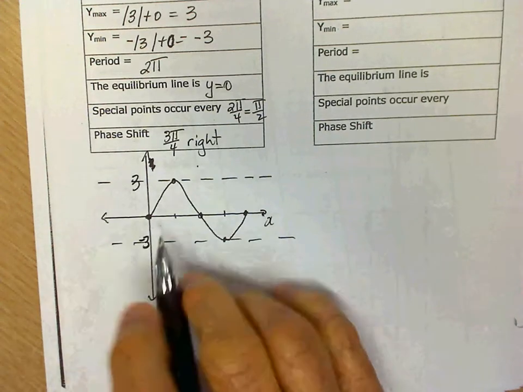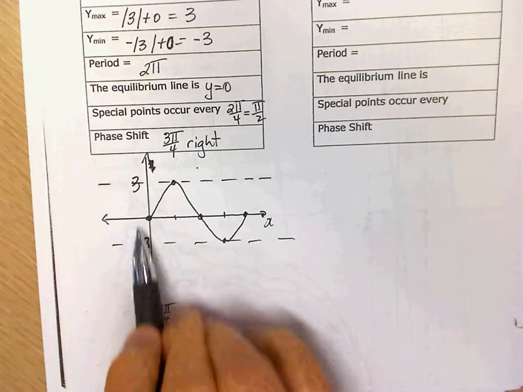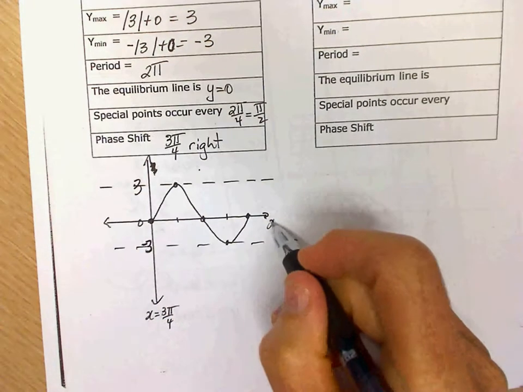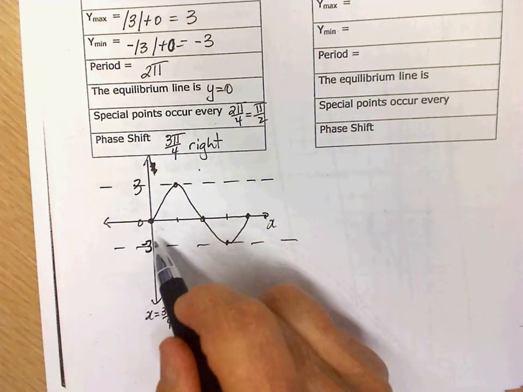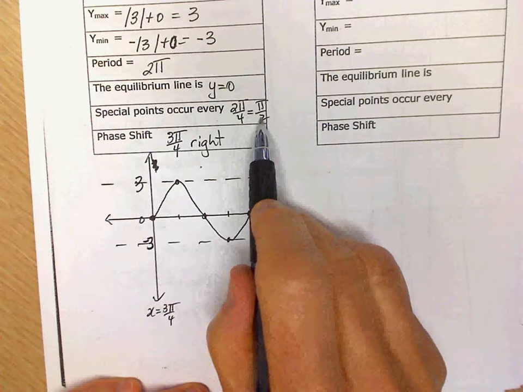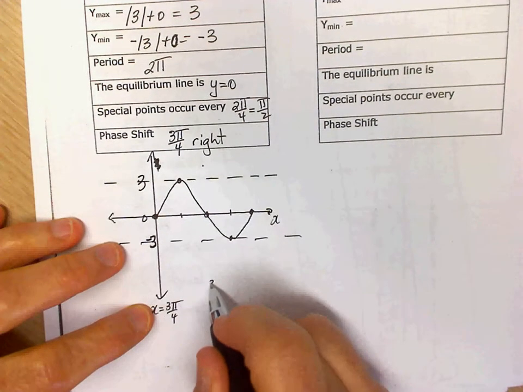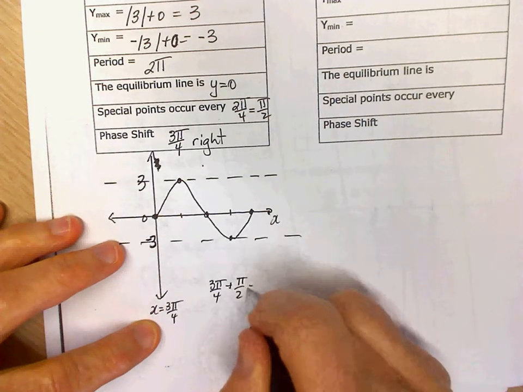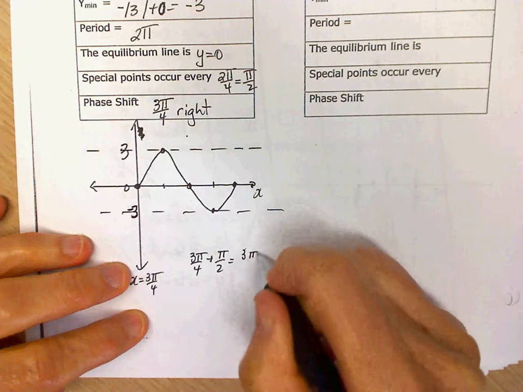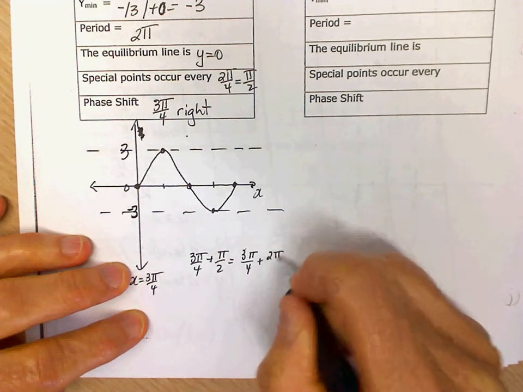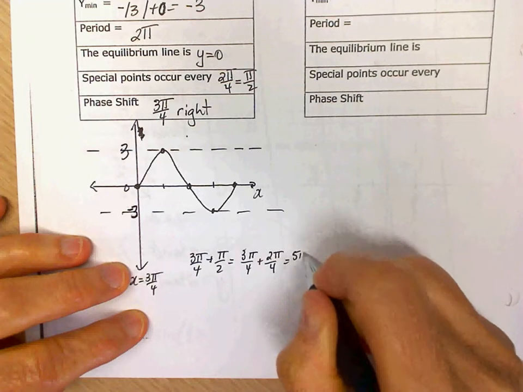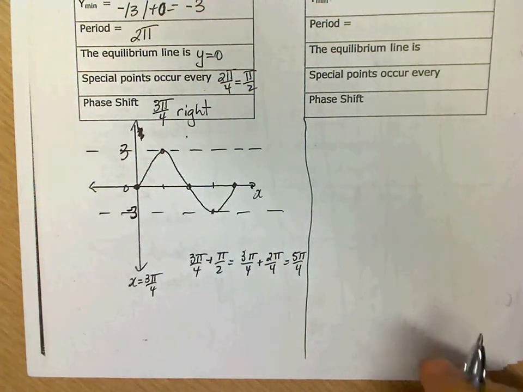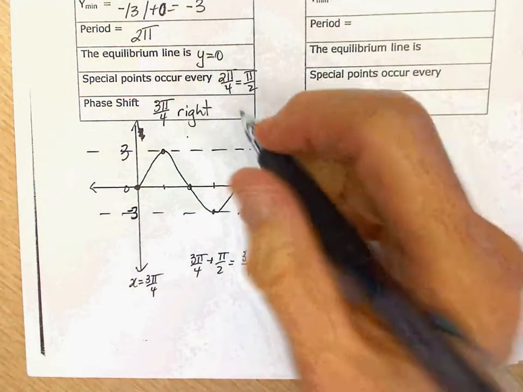So now we've labeled everything we need to on the y, right? This is just 0. But this is the x-axis. So we have the special points occur every pi by 2. So we're going to have to go 3 pi by 4, that's our starting place, plus pi by 2, we need a common denominator, 3 pi by 4 plus 2 pi by 4 equals 5 pi by 4. I'm just trying to leave room for the next guy. So this is 5 pi by 4 right here.